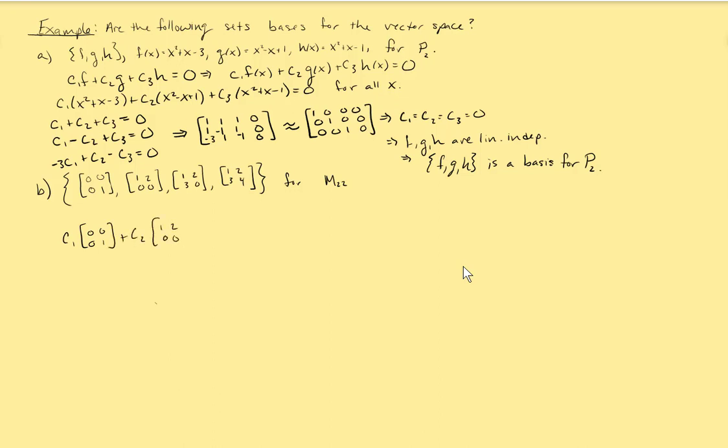Just write out a linear combination of these vectors. They're really just 2x2 matrices. And say that this equals the 0 vector in M22, which is just the 0 matrix of dimension 2x2. So if I put this all together, all I'm going to do is multiply each of these scalars to every one of the components of the matrix that they're multiplied on.